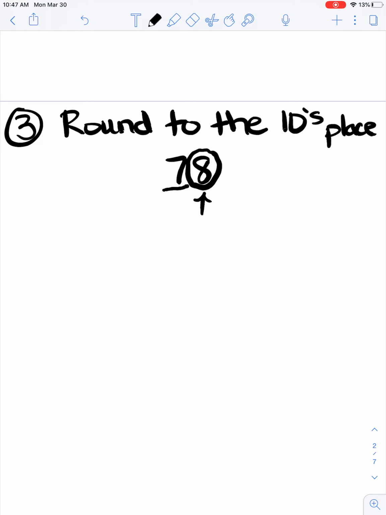Well, because this is an 8, that is 5 or more, add 1 more, and we add 1 to the place value we're looking at. So our new number in the tens place is an 8. The numbers to the right become a 0. That's why we circled it right there. That helps us remember all those are going to be 0. If we had any numbers to the left, remember those would stay the same. But we don't. So our number rounded to the tens place equals 80.